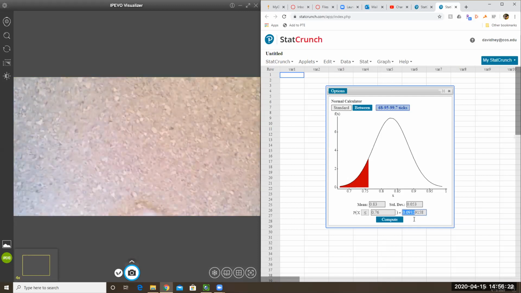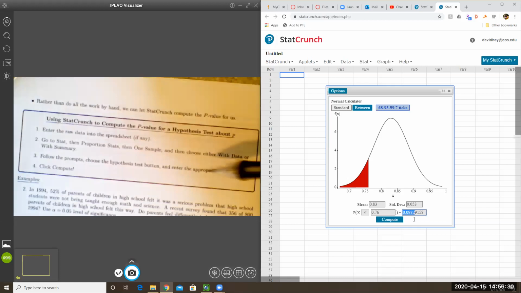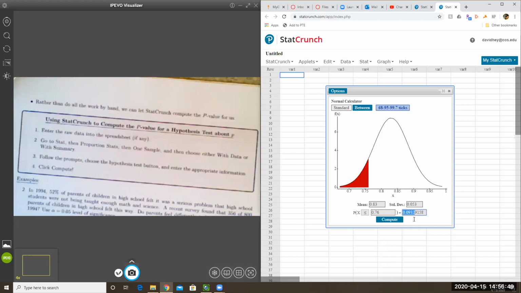Real quick, if you skip forward to page 3, you'll notice that at the top of the page, I have a StatCrunch procedure for how to run the hypothesis test using StatCrunch. Basically, you do it the same way that you constructed intervals when we were doing confidence intervals. You're going to go to Stat, then Proportion Stats, then One Sample, and then say either with data or with summary. The difference is that instead of clicking on the confidence interval button, you're going to click on the hypothesis test button.